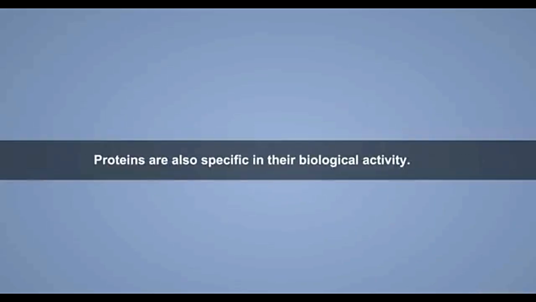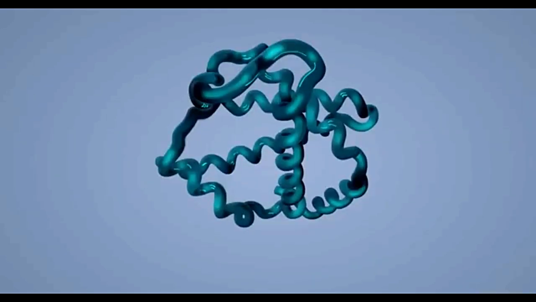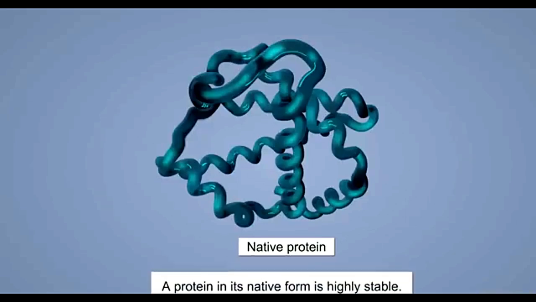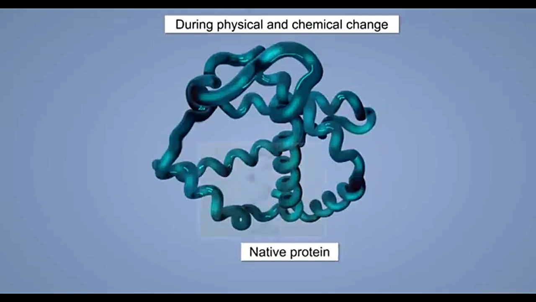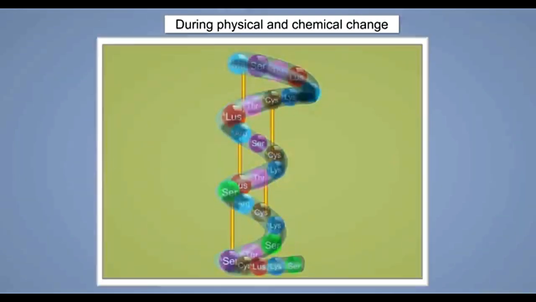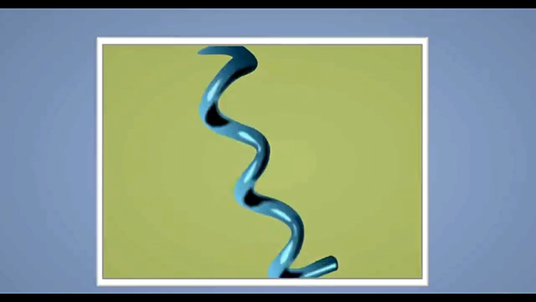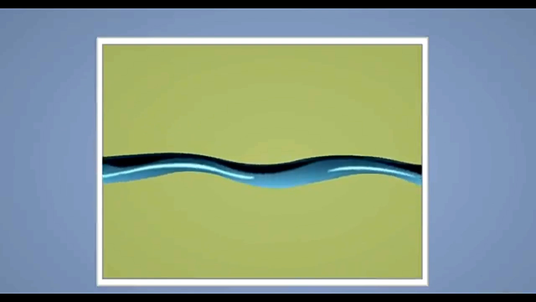Other than this, proteins are specific in their biological activity too. The natural state in which a protein occurs is its native state, and a protein in its native state is called a native protein. A native protein is highly stable. However, if a native protein is subjected to physical or chemical changes such as temperature change or change in pH, the hydrogen bonds get disturbed, causing the shape of the protein to change. The protein unfolds and loses its biological activity.